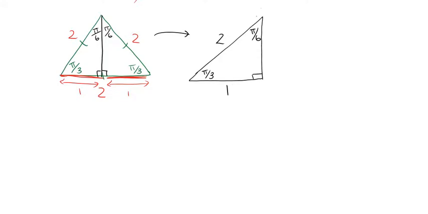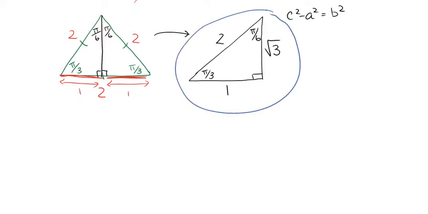Down here is 1, and to figure out that third side, I can just use a version of the Pythagorean Theorem, like c squared minus a squared equals b squared. So 2 squared minus 1 squared, so 4 minus 1 is 3, and then to figure out what the side is, I'd have to square root it, which is the square root of 3. So this guy right here is our first special triangle.